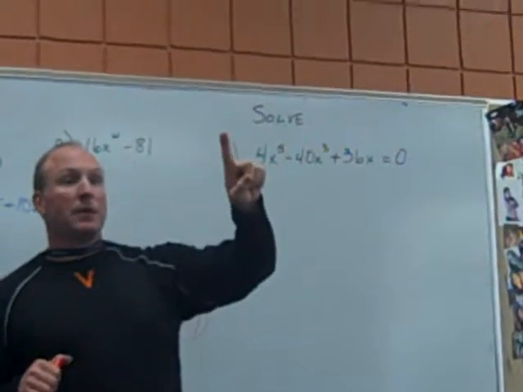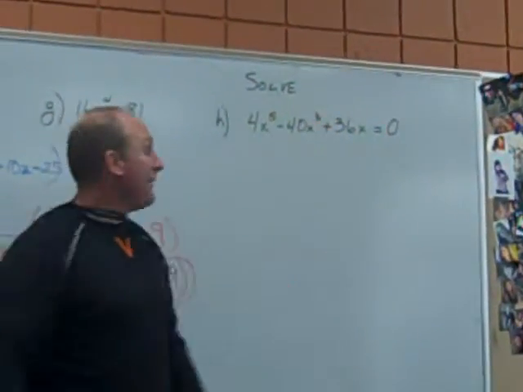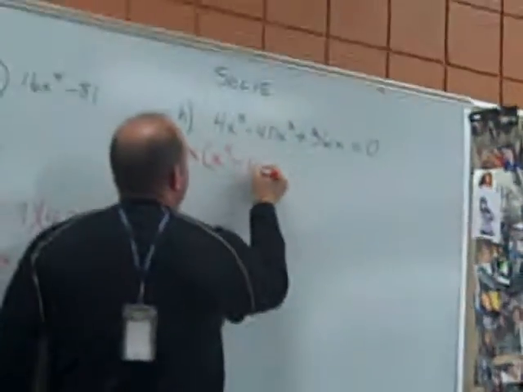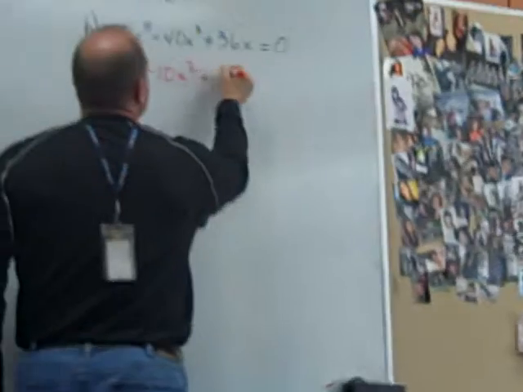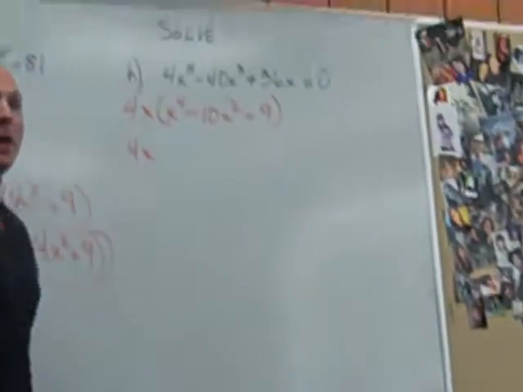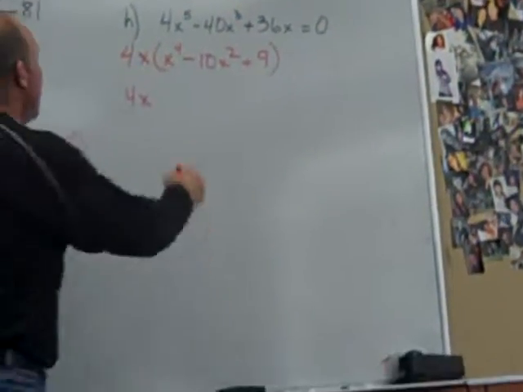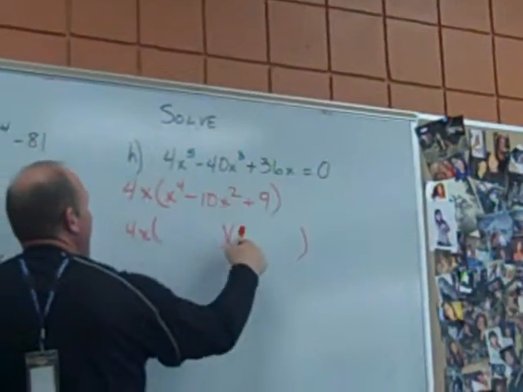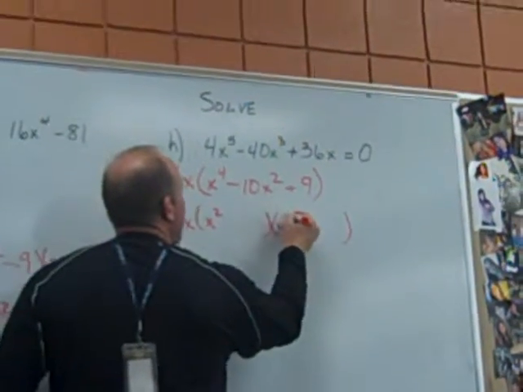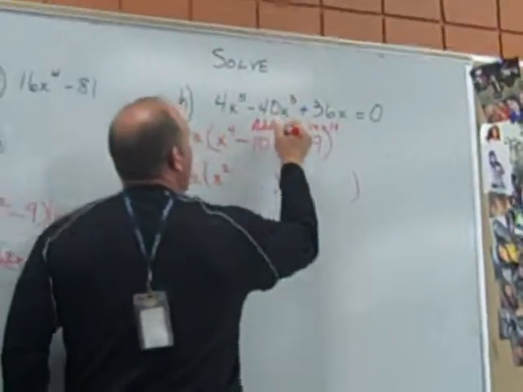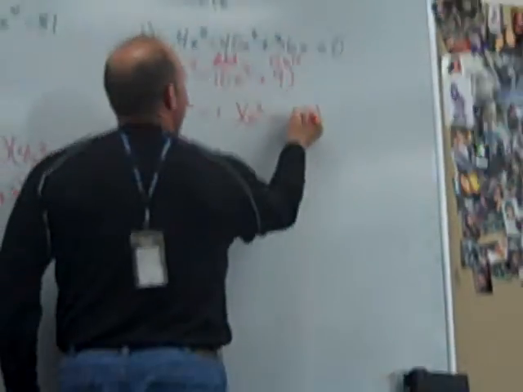What's the first thing I'm going to do? Look for a GCF. Is there anything I can take? Yes. 4x. So now I have x to the 4th minus 10x squared plus 9. Can this factor? Yes. Remember, the first 2 terms have to equal x to the 4th. So what's the first 2 terms going to be? X squared. Now I'm looking for 2 numbers that multiply to give you 9 and add to give you negative 10. What are they? Negative 1 and negative 9.